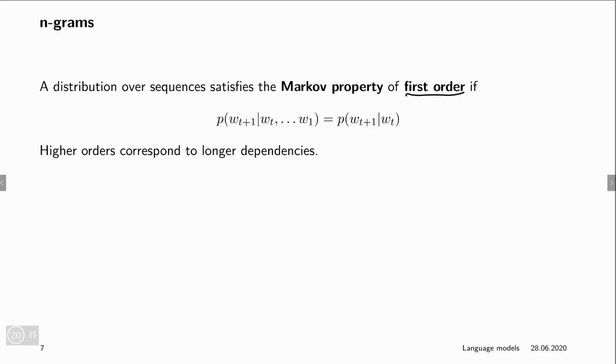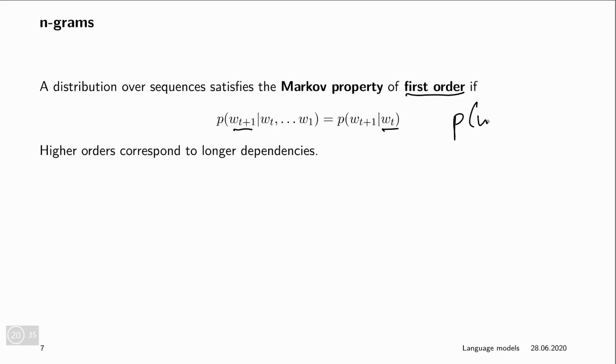For example, in the first order Markov model, we would assume that the word at t plus 1 only depends on the word directly before it. In a second order Markov model, we would make the assumption that p of w_{t+1} depends on w_t and w_{t-1}, so on the two previous words.